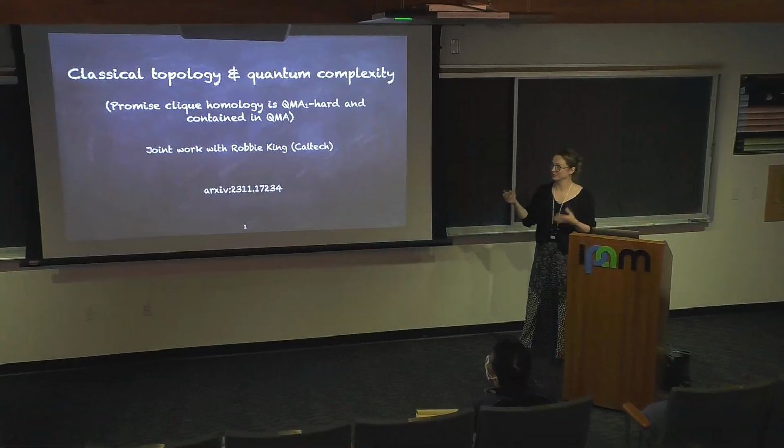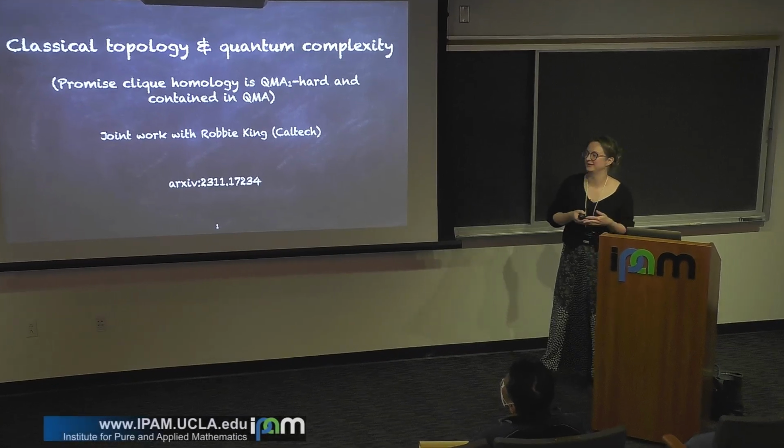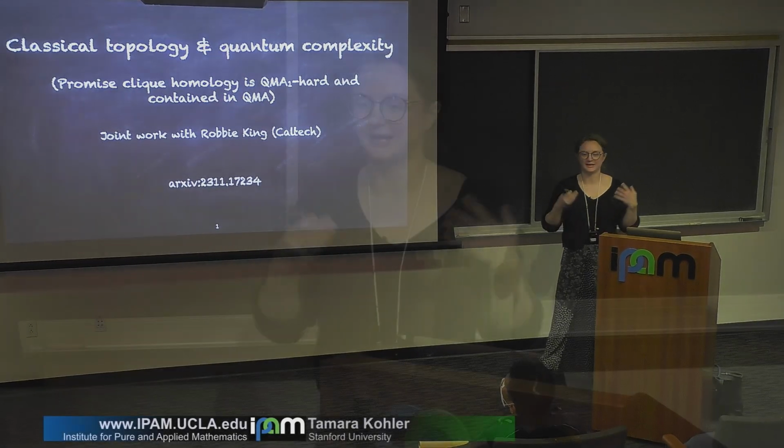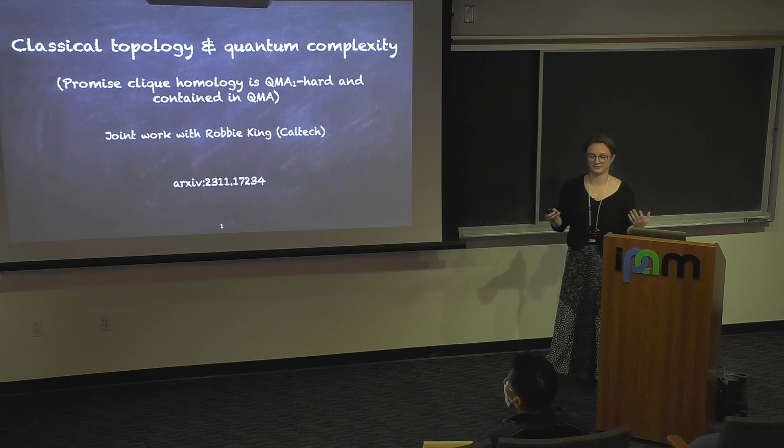So today I'm going to talk about some joint work that I carried out with Robbie King, who's also here today, looking at a really classic problem in classical topology and its connection to quantum complexity. What we show, the main takeaway result of our work, is that this problem that you can write down, specify, describe without any reference to quantum mechanics at all is actually completely characterized by quantum complexity classes.